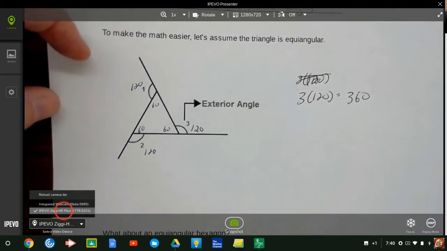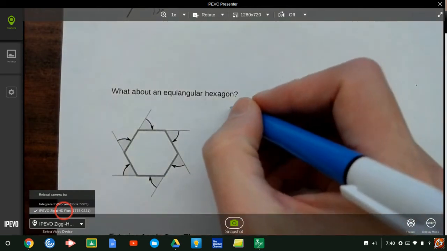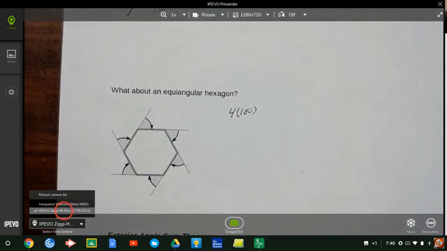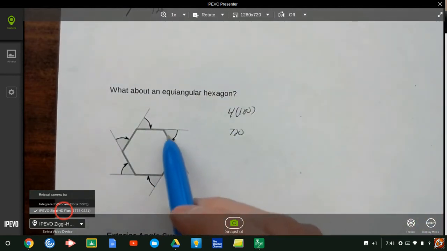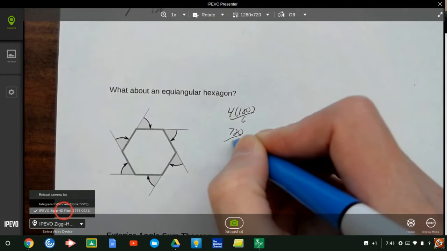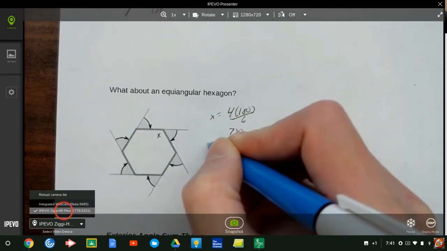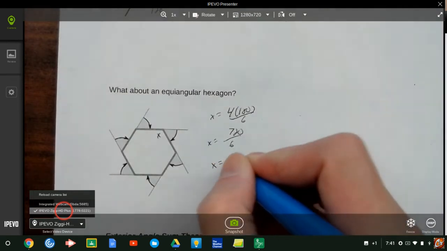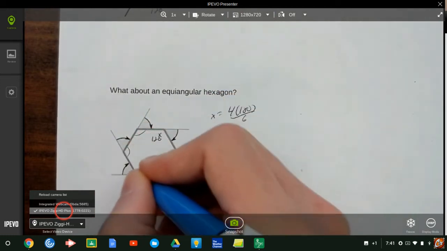What about if we try that same idea with a hexagon? Well, we said a hexagon, let's see the interior angles. Hexagon is 6, so that's 4 times 180. So that's 720. But there are 6 of them, so I'm going to divide that by 6. Notice what I did here to make my arithmetic solid. I'm going to call this x. So each angle is 120. And that's for all of these, since they're all going to be the same.